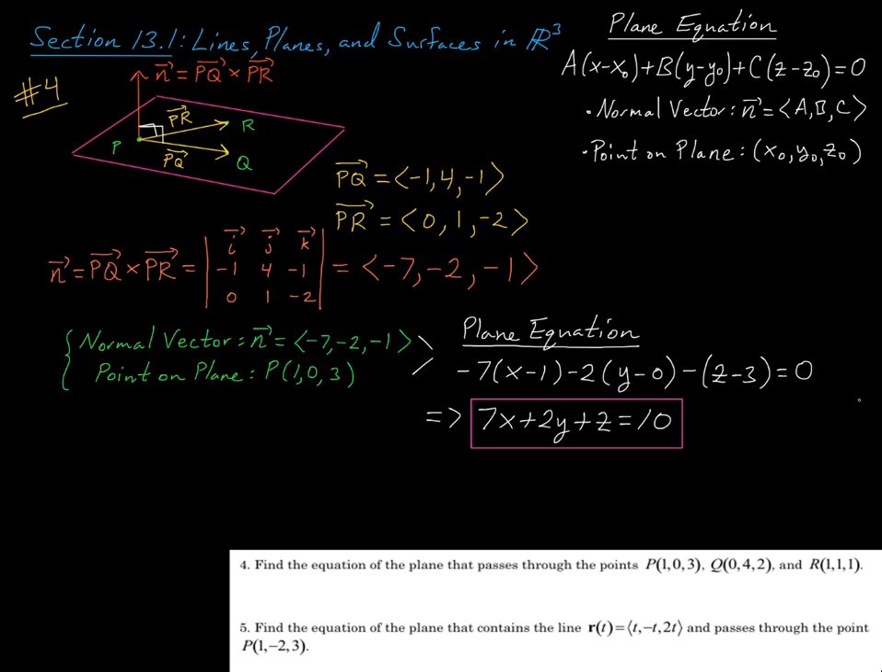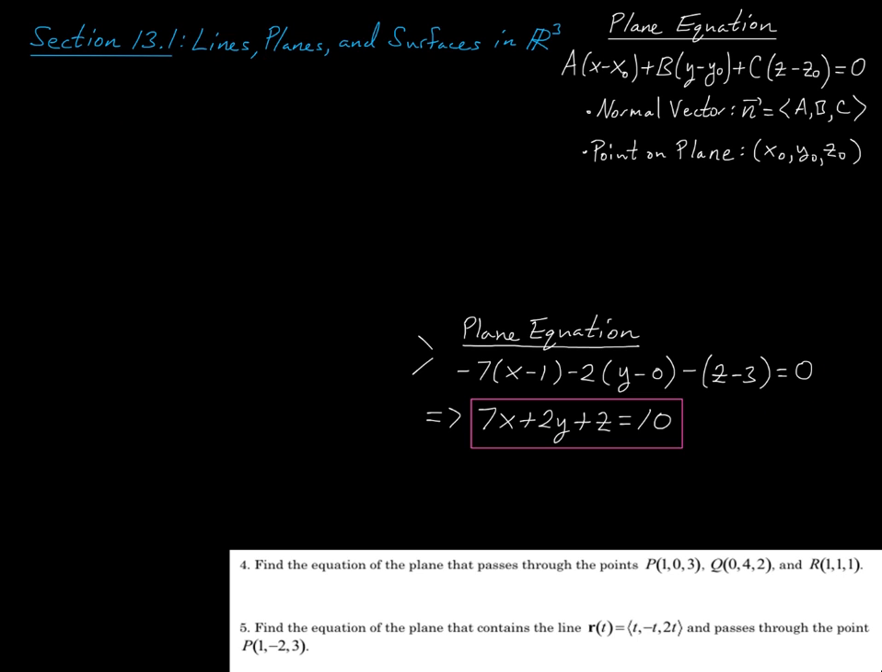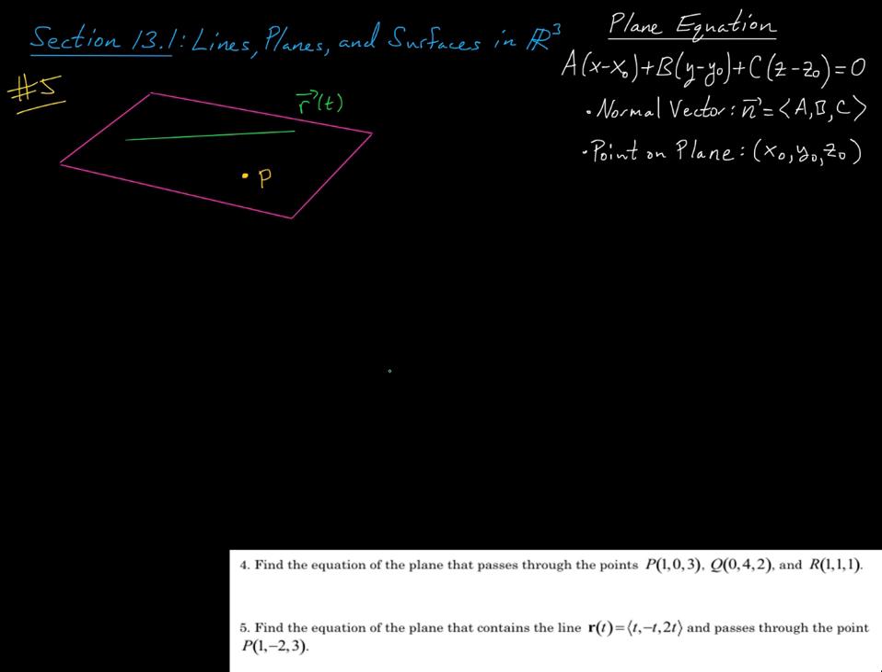So then let's check out question 5 next. This says, find the equation of the plane that contains the line given by this vector function r of t, which is (t, -t, 2t), and passes through the point P with coordinates (1, -2, 3). All right, so I've drawn a picture up here. So we have our plane, we have this line that lies in our plane, and then we have this point P over here.